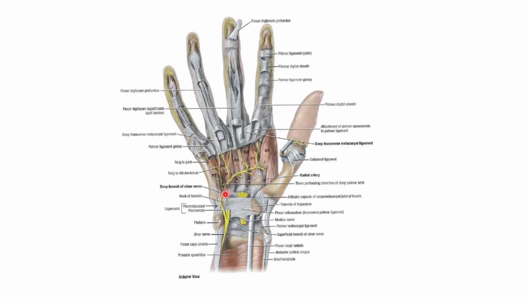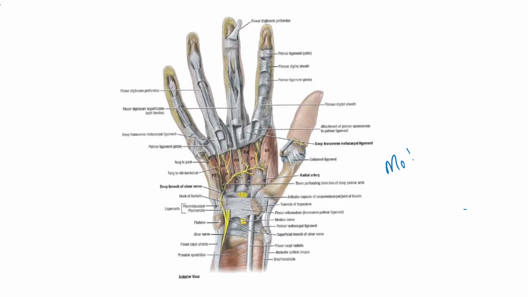During its course, this deep branch gives muscular branches to all the interosseous muscles, that is the palmar interosseous and the dorsal interosseous, as well as the two lumbricals, that is the medial two lumbricals, along with the hypothenar muscles also. So the deep branch of the ulnar nerve supplies the muscles. Here the muscle supply, that is the motor supply.